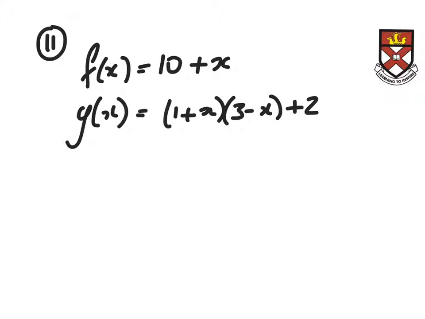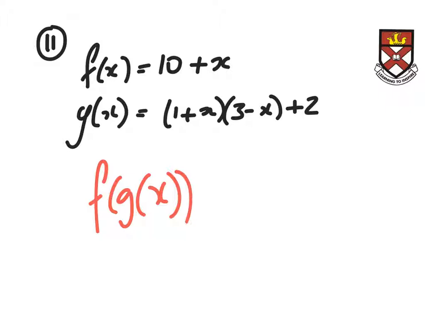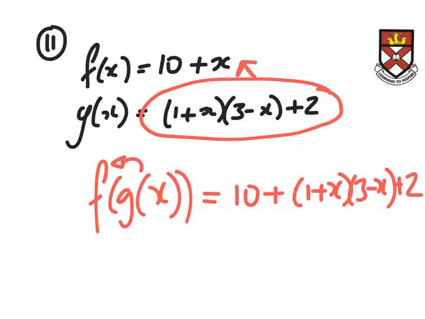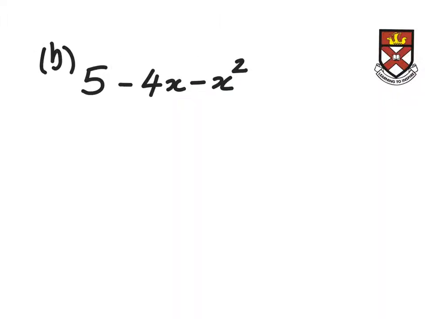Nearly there. Question 11. First thing it asks us to do is work out f of g of x. So we're putting the g into the f formula. So all of this goes in here for x. So that's 10 plus 1 plus x times 3 minus x plus 2. And you simplify that to get your answer. Remove all the brackets, tidy it up. Should get something like this. You will not get this. Do not copy this down as the answer. Right, it'll be something like this.